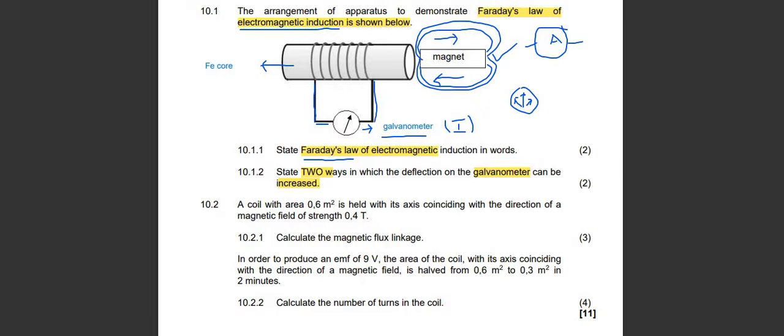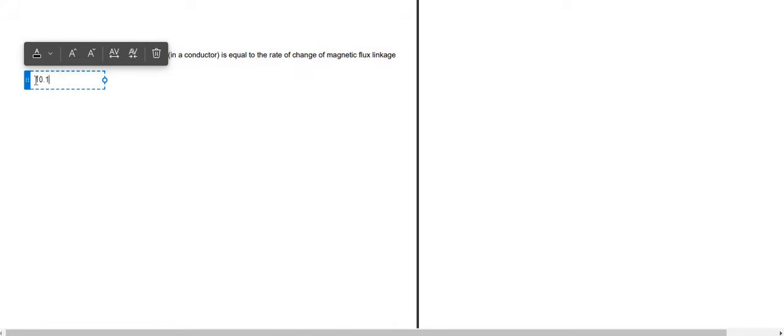So there are many ways in which we can essentially do this. Let me check the question number. It's 10.1.2, right? So there are many ways in which we can increase the strength of the current.